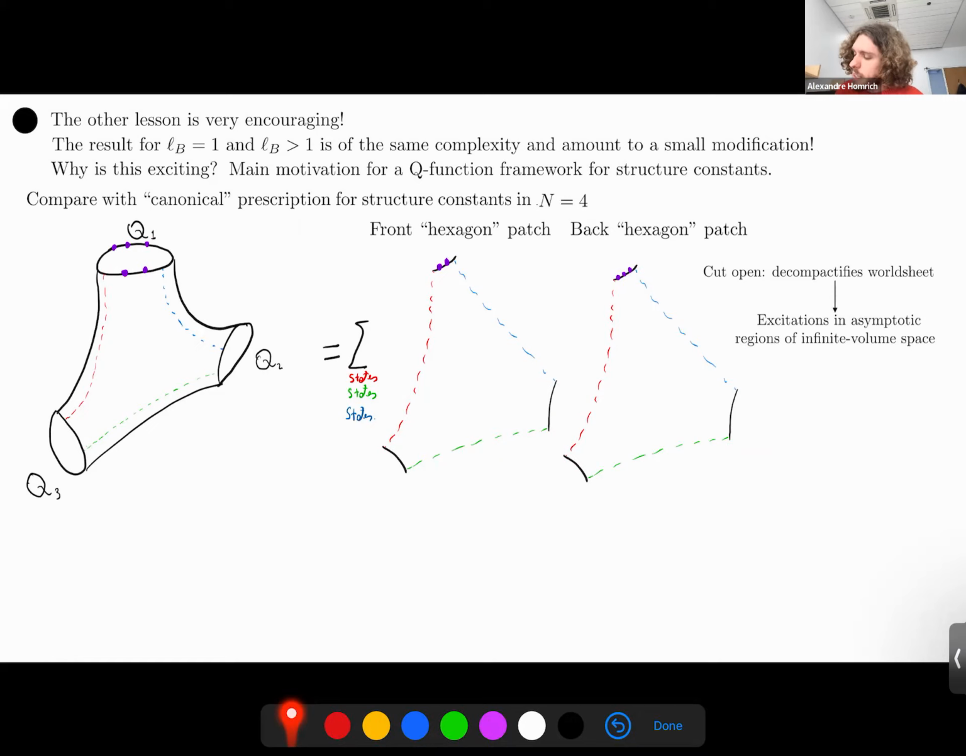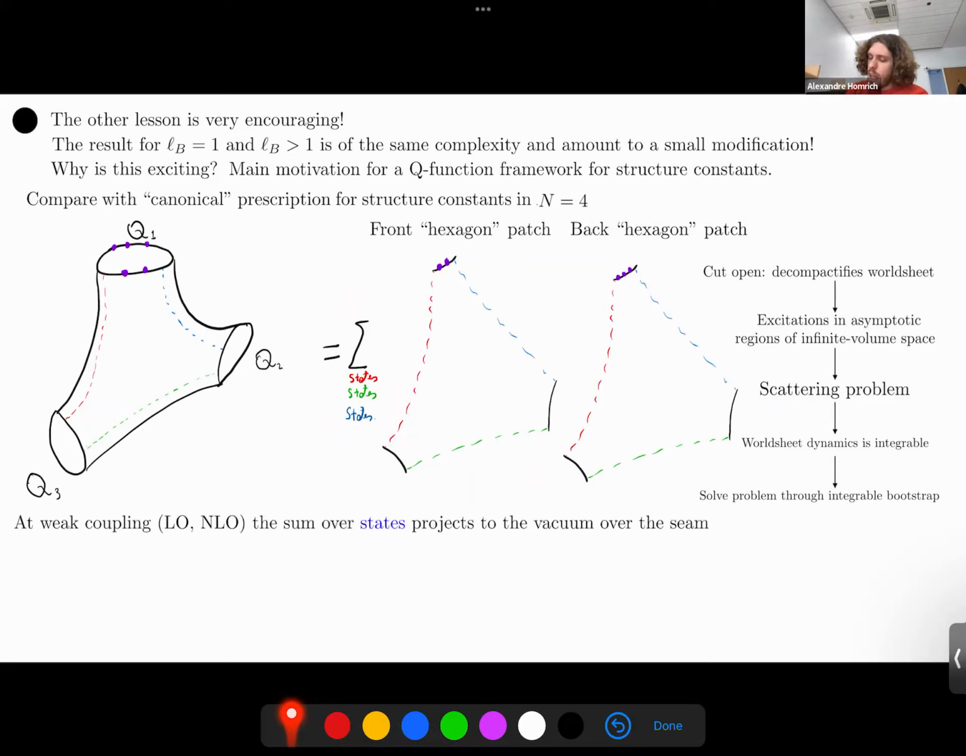And whenever you have excitations in asymptotic regions of an infinite volume space, you really have a scattering problem. And it's a scattering problem in a worldsheet whose dynamics is integrable. And whenever you have a scattering problem in a theory whose dynamics is integrable, you can solve the scattering problem by means of the integrable bootstrap. That's what integrability does for you. So the way to compute structure constants is that integrability fixes each of these patches, which you then need to glue together by summing over a complete basis of states.